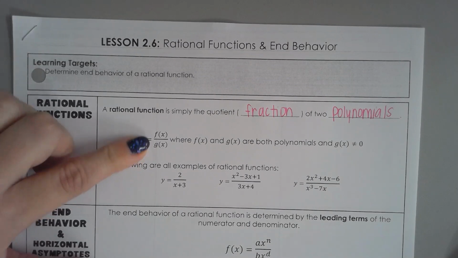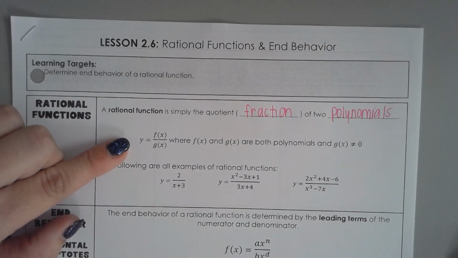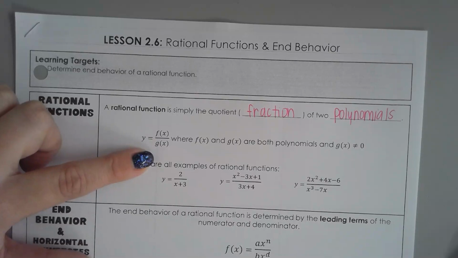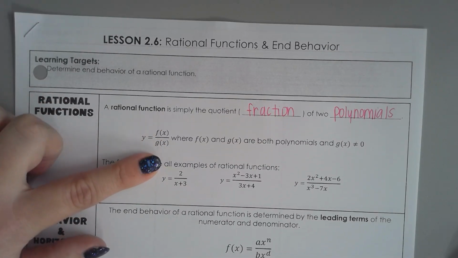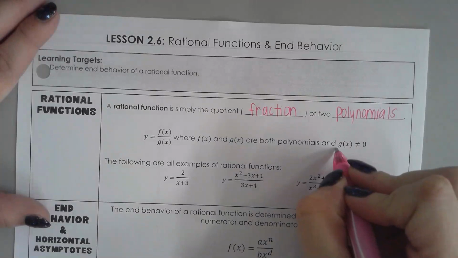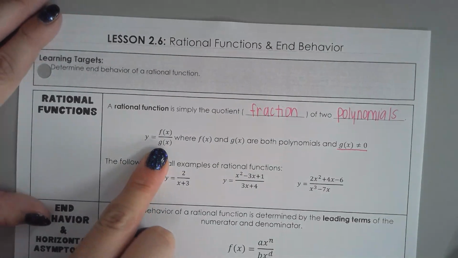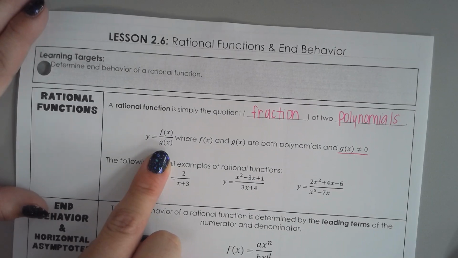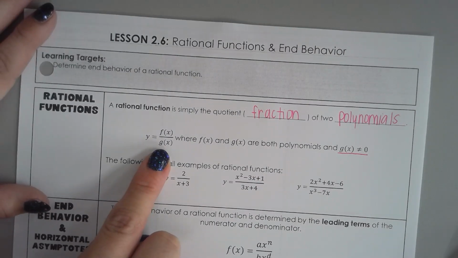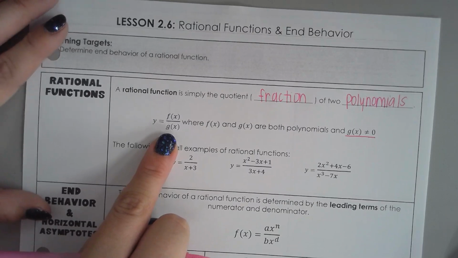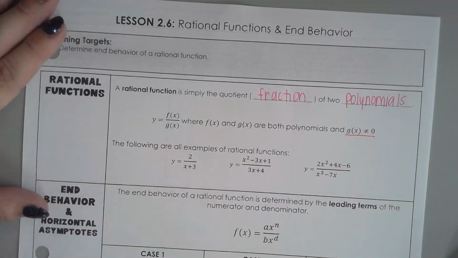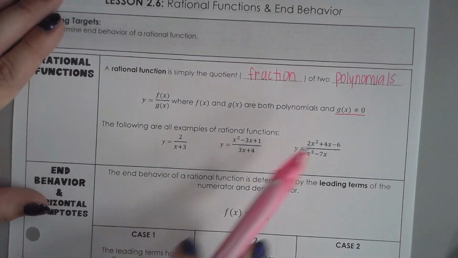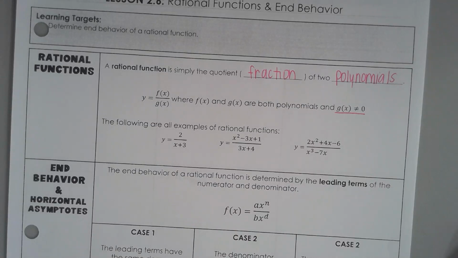So here, this is like a formal definition of it. We have f of x over g of x. Those are both polynomials. But notice it says g of x is not equal to 0. Why could I not have g of x equal to 0? Why is that important? Where's g of x located in the fraction? On the bottom. Can you divide by 0? Nope. All right. So these are just some examples of rational functions that you might see.